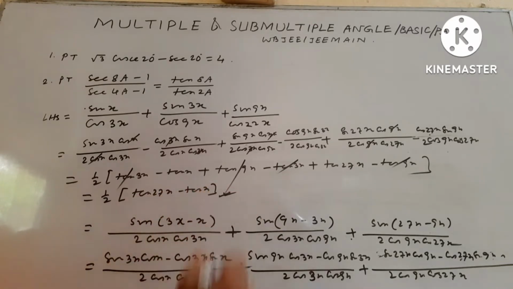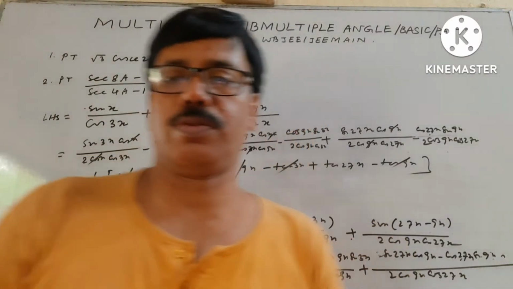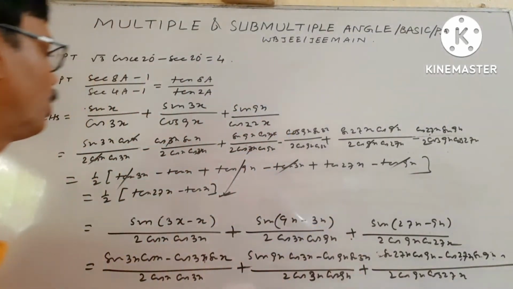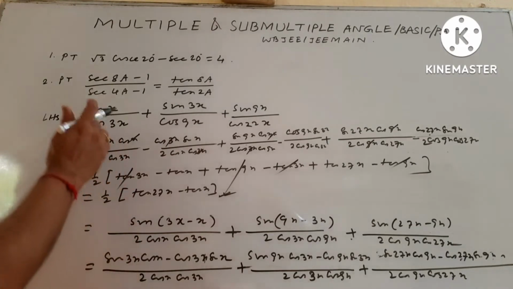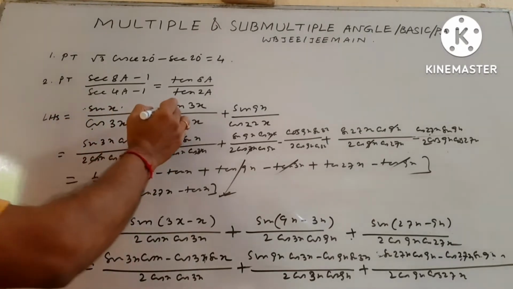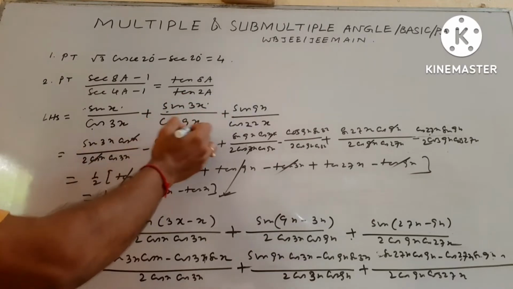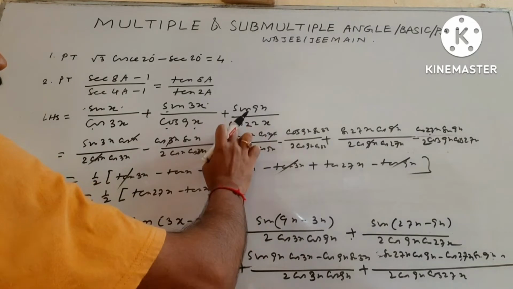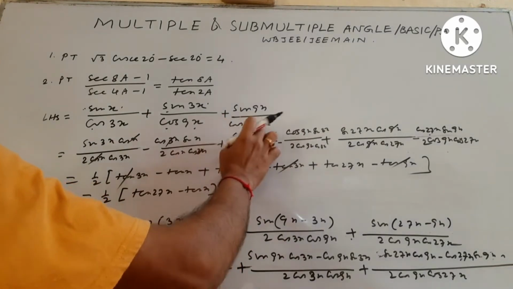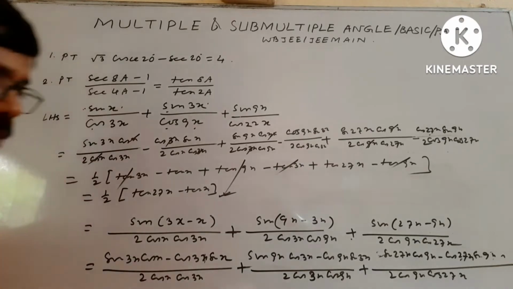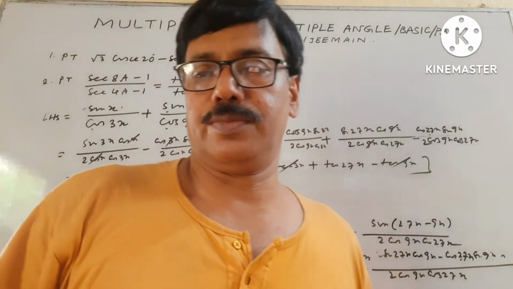So this is a typical type of problem. You have to recall it. In this step, you have to multiply both sides by 2 sin x cos x, 2 sin 3x by cos 3x, 2 cos 9x by 2 cos 9x into cos 27x. So this step will be noted. Next.